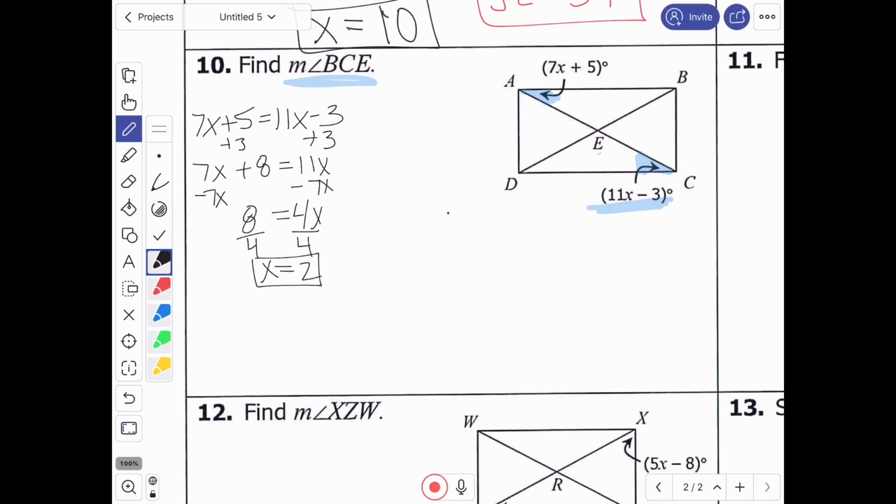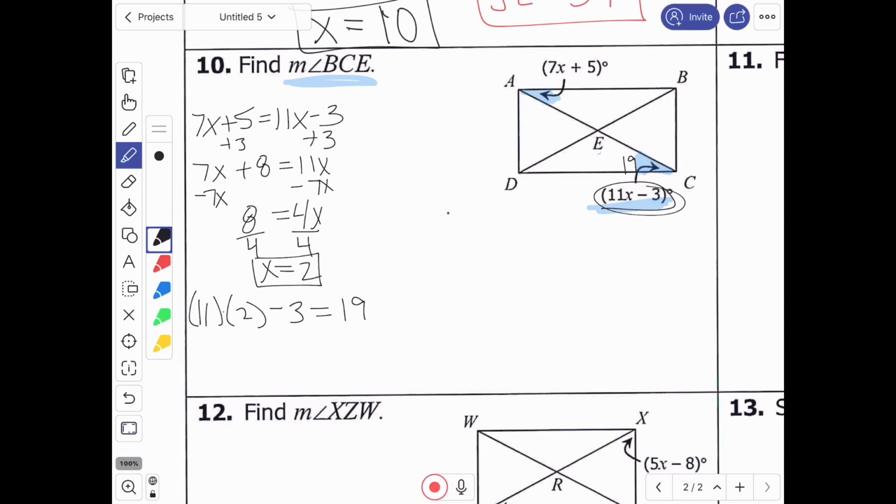Now if I take x and plug it back into, let's say, this angle right here, I would have 11 times 2 minus 3. So 22 minus 3, and I get 19. So if I know that this angle is 19, I would also know, again, I'm making two different isosceles triangles, this angle down here is also 19 degrees.